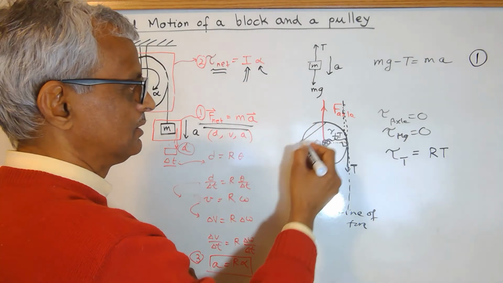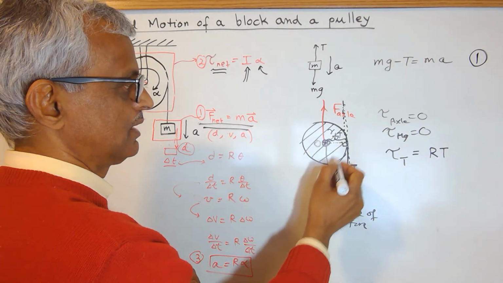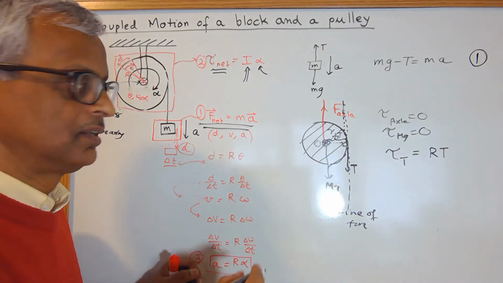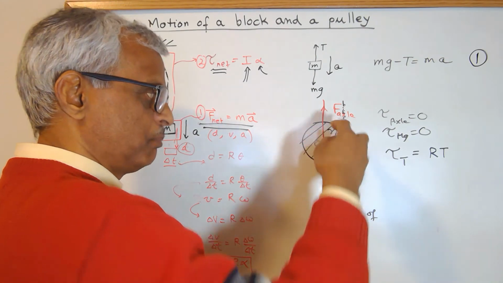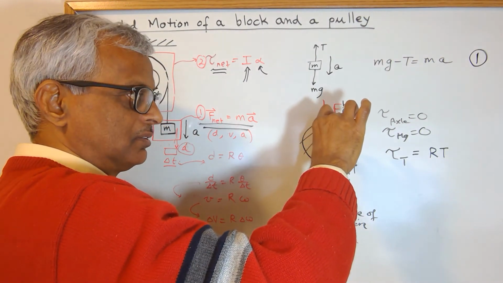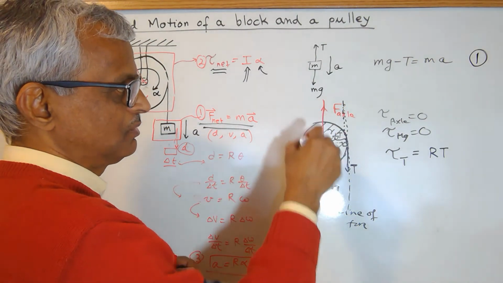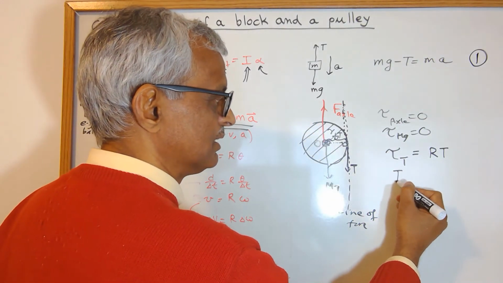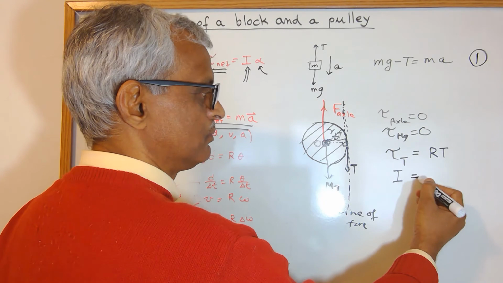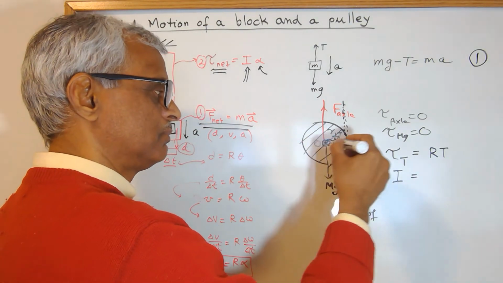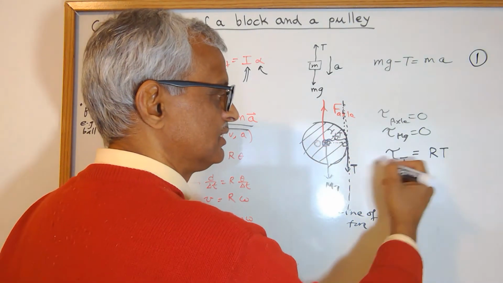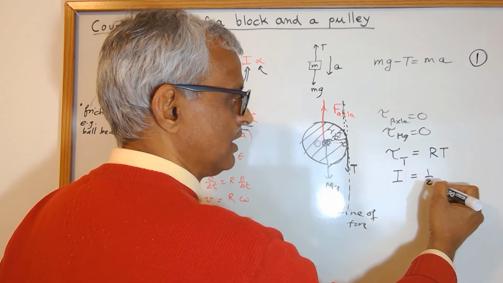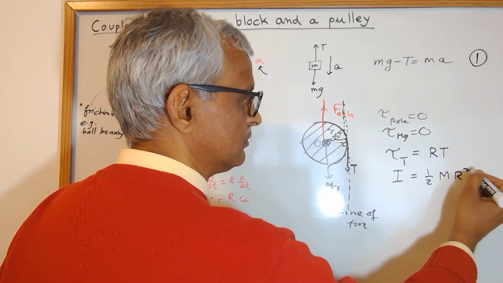So the wheel is assumed to be a disk, and the axis is perpendicular and going through the center. Now, if the axis was somewhere else, it would be a different formula. But for this one, we have a formula for the disk with the axis. So this axis gives me half m r squared.